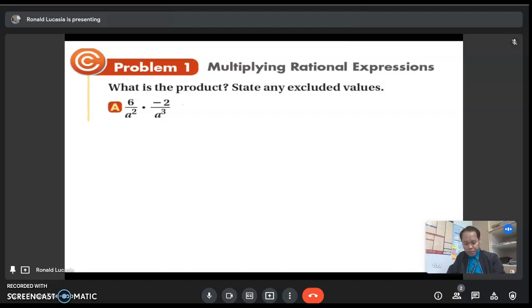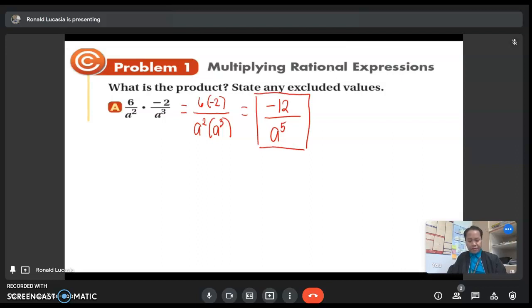So this one will be equal to 6 times negative 2. That's numerator to numerator, a squared times a cubed. So 6 times negative 2 is negative 12, over a squared times a cubed, which is a to the 5th power. So this will be the simplified form.